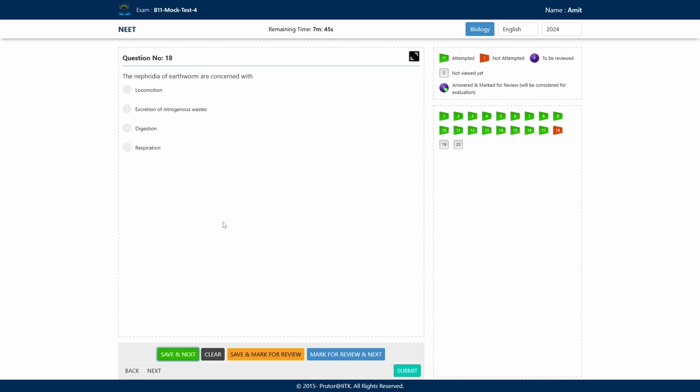The nephridia of earthworms are concerned with what? What is the function of nephridia in the case of earthworm? A. Locomotion. B. Excretion of nitrogenous waste. C. Digestion. And D. Respiration. So, nephridia is an excretory organ in the case of earthworm, right? So, excretion of nitrogenous waste is the correct answer. It is not related to the locomotion or digestion or respiration process. So, we will save this. Move to our next question.